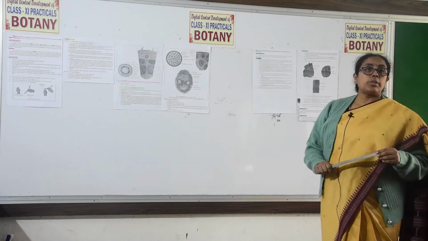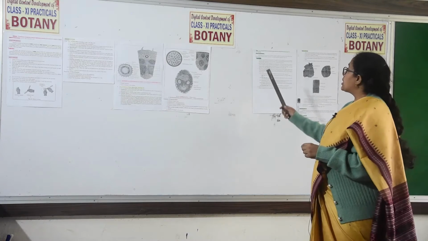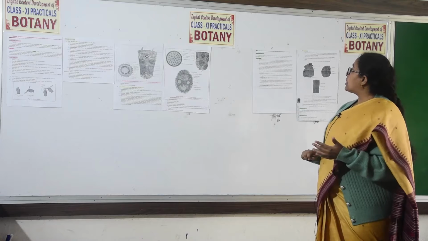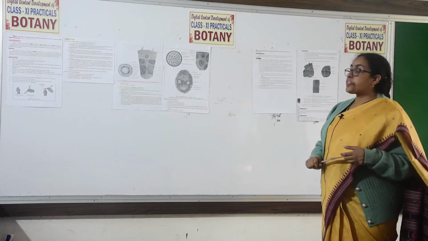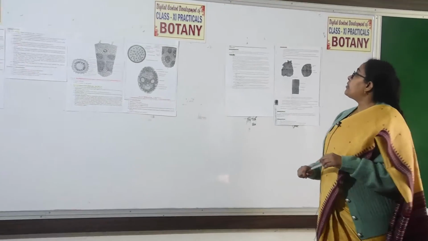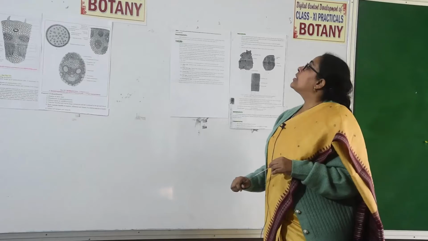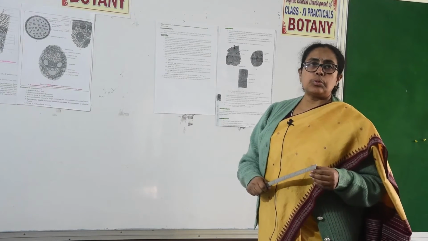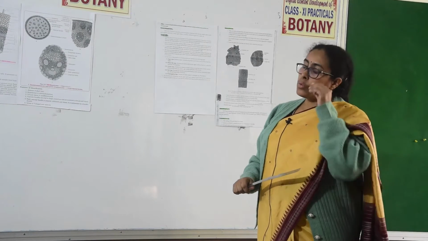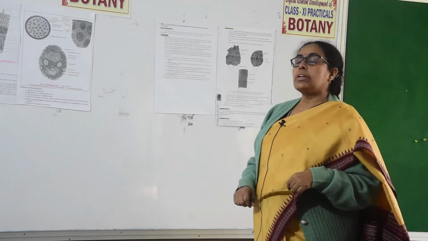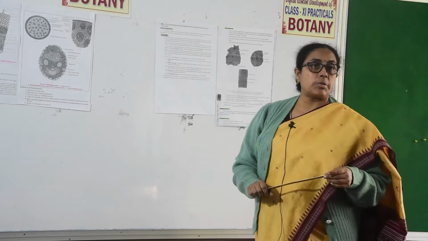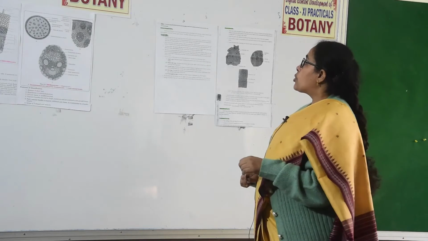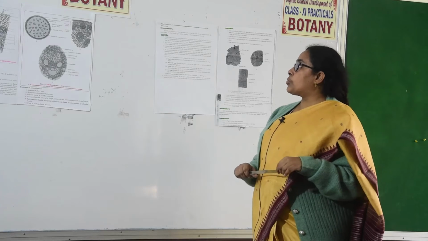So the next experiment which we are going to do is to study the distribution of stomata on the upper and lower surface of a leaf and to calculate the stomatal index. Basically we don't do the index part, but still we are going to study how to do it, and it is specifically there in the CBSE syllabus. So first of all, what is stomata?